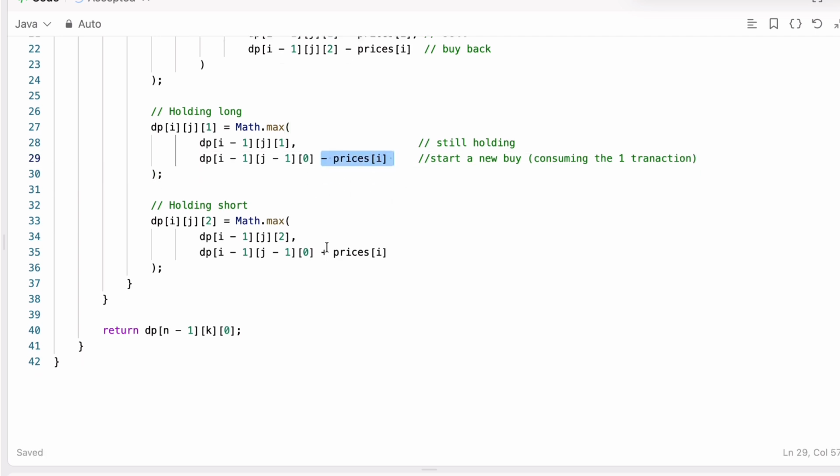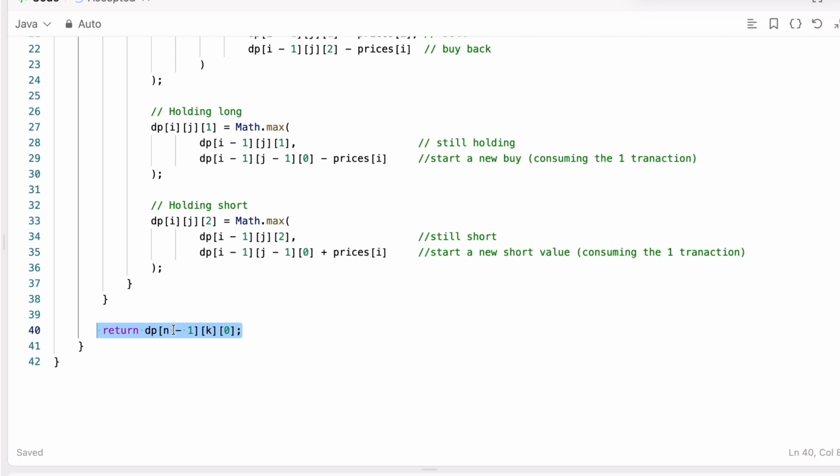Then we have holding the short state, meaning we are holding a short position. At that time we have to use two things. Very first, this is still short, we have not sold till now. And the other is that we want to start a new short, or consume one transaction. Then we return dp at n minus 1, k and 0.